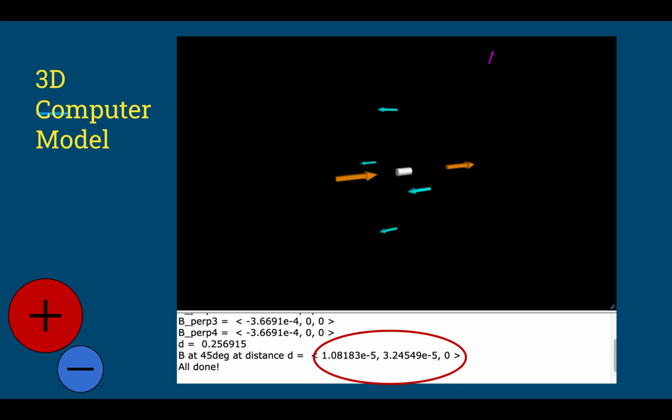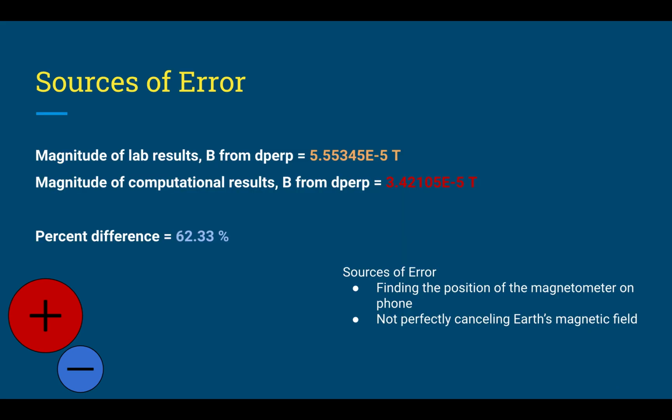And so what we did with that is I took this, as you can see in red at the bottom, circling this vector, finding the magnitude of that and comparing it with the magnitude that we have from our lab results. So from our lab results, our magnitude of the magnetic field from d-perp was about 5.5 to the -5 Tesla, and the magnitude of our computational results was about 3.4 to the -5 Tesla, so that gives us a percent difference of about 16.33%.